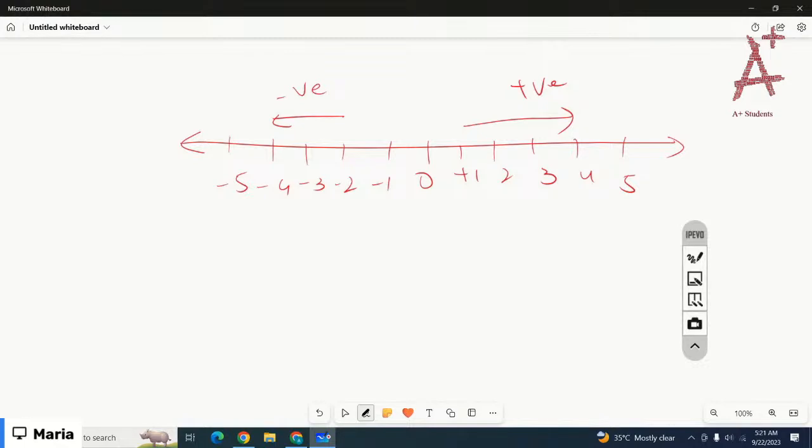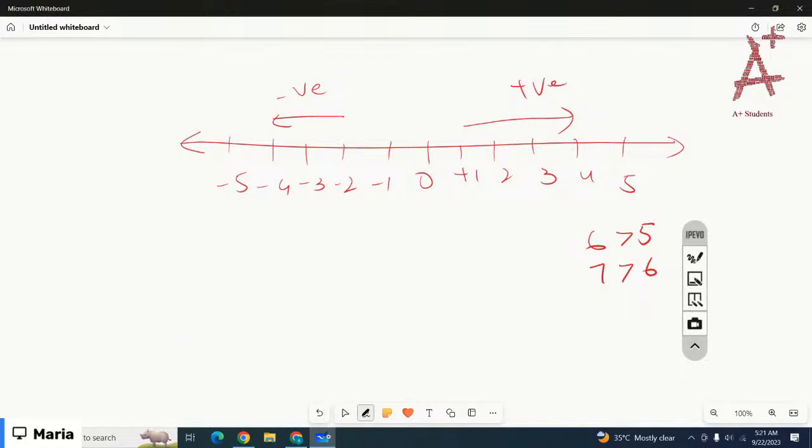So the numbers on the right hand side are getting greater and greater, right? Each next number is greater than the previous one. Like after 5, you have 6, and 6 is greater than 5, right? Then you have 7, and 7 is greater than 6. This way, the numbers are growing on the right hand side.